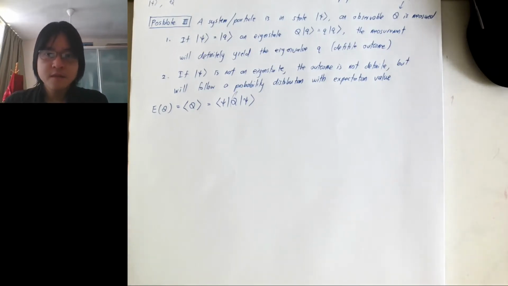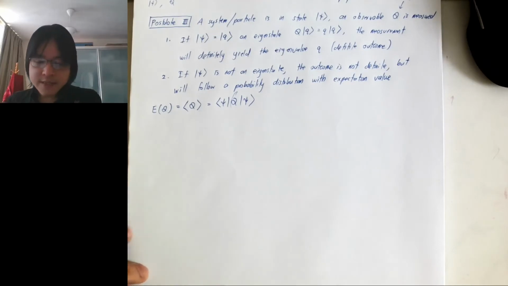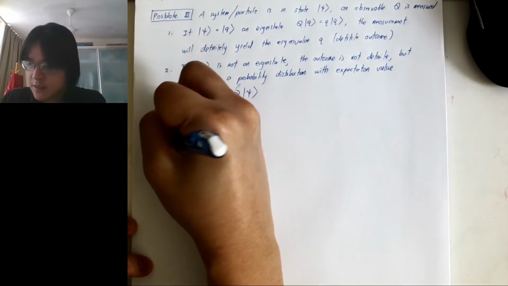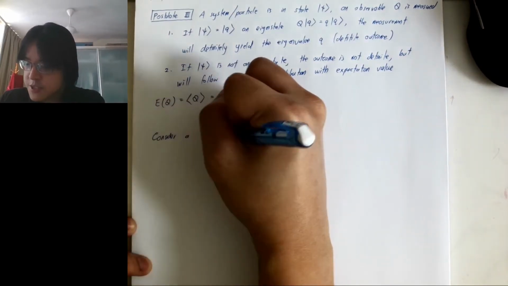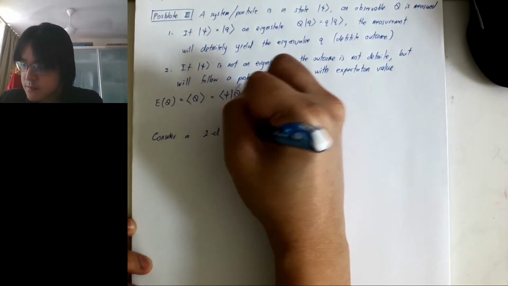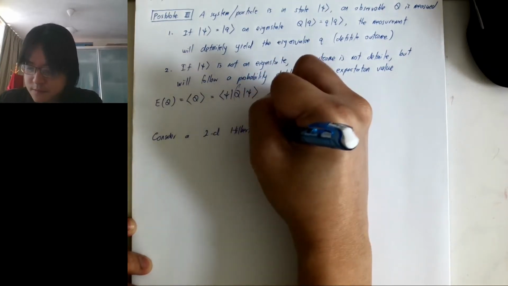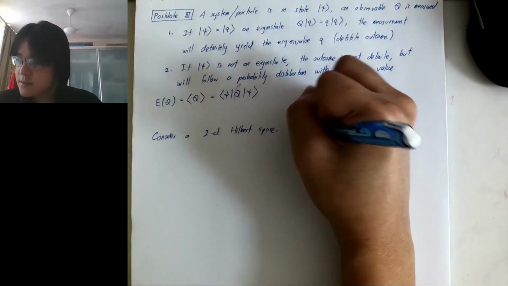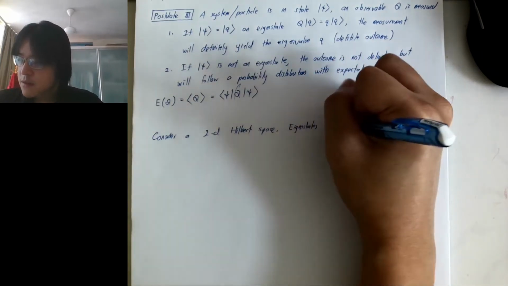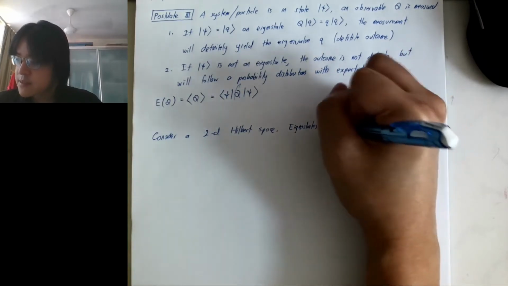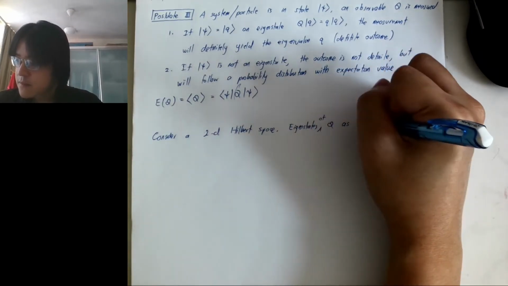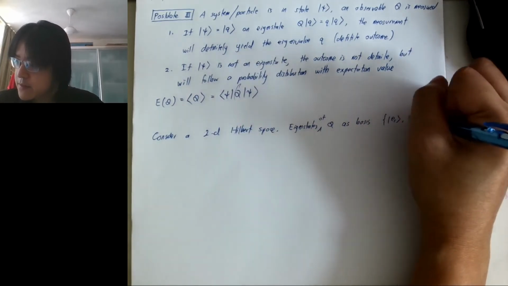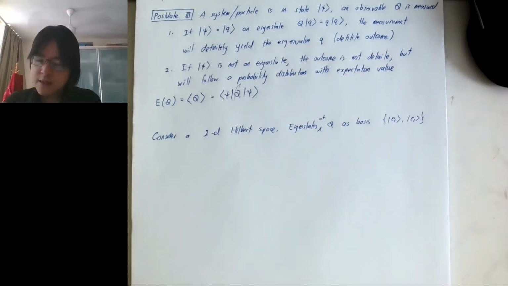Yes. So let's take an example. I always go to 2 dimensions for the simple example. Consider a 2-dimensional Hilbert space. And then let's say the eigenstates of Q as the basis. So the eigenstates are E1 and E2, and I will use that as a basis.